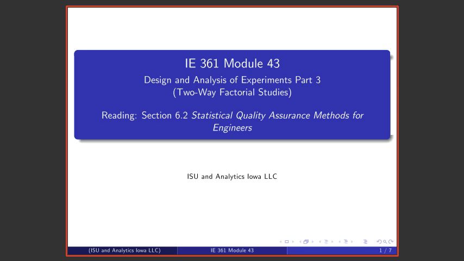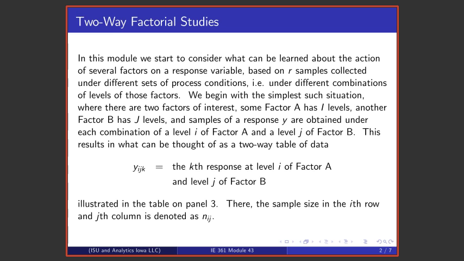sets of experimental conditions. In this module, we're going to begin to take account of the fact that experiments are done with factors, and in particular talk about data sets that have two-way structure, so-called two-way factorial structures.